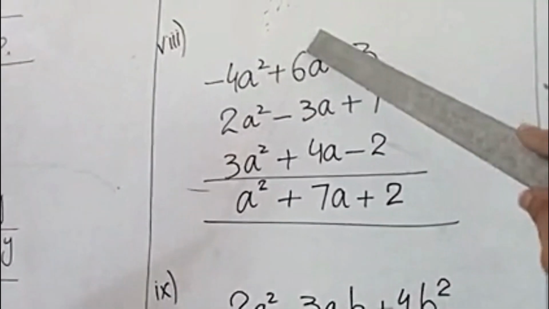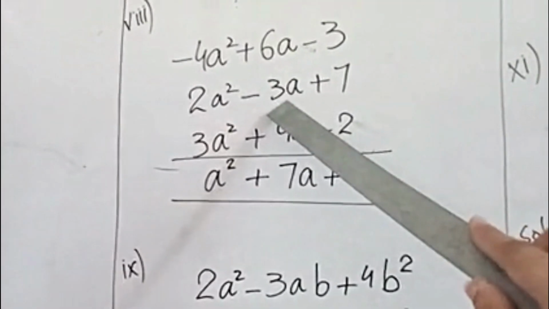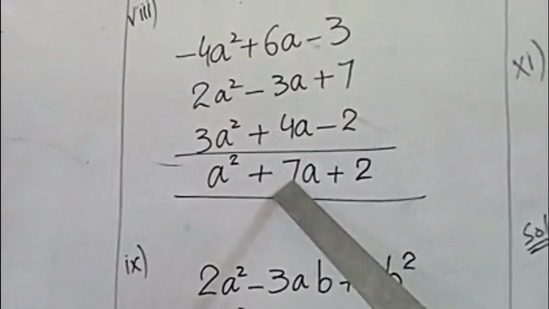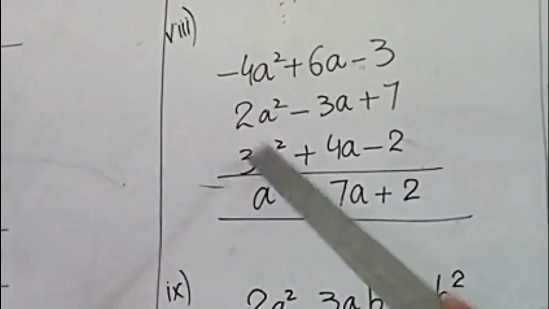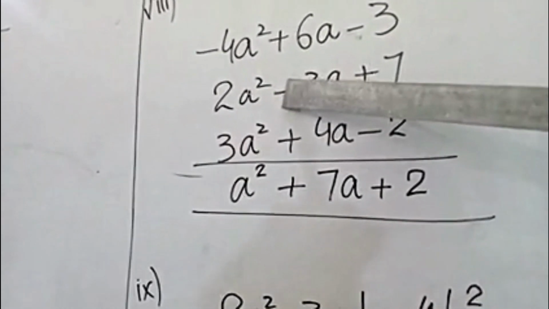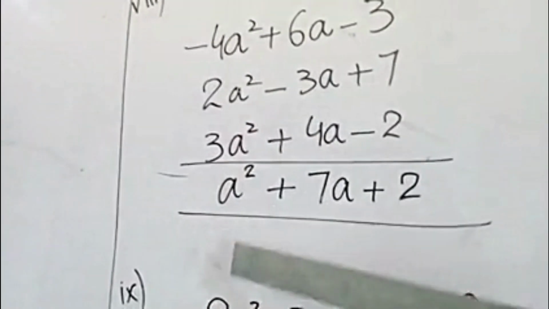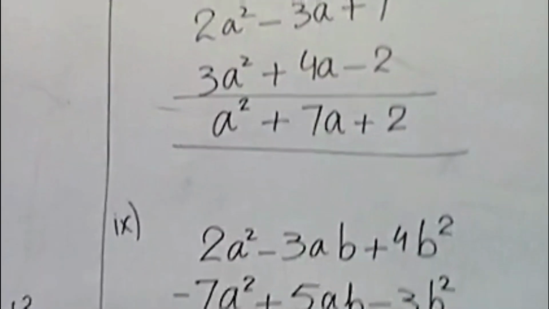Similarly here 6a positive, 4a positive. 6 plus 4, 10 minus 3a will become 7a. Here 3a square plus 2a square. 3 plus 2, 5a square minus this 4a square. 5 minus 4 is 1. So write here just a square.